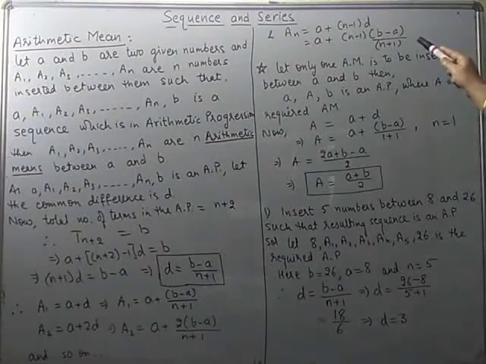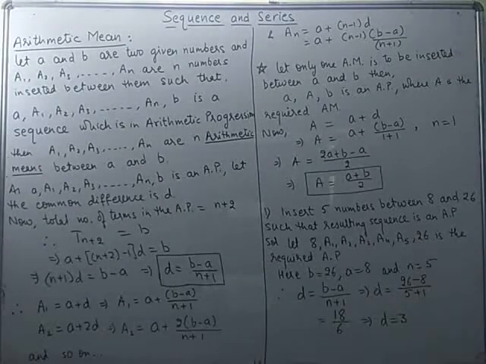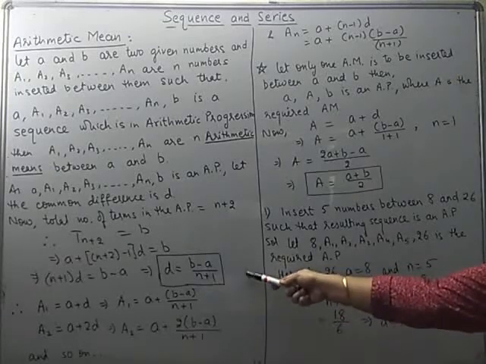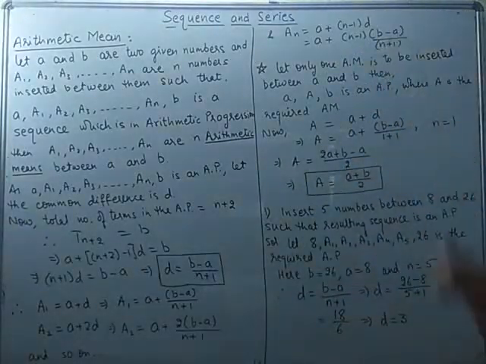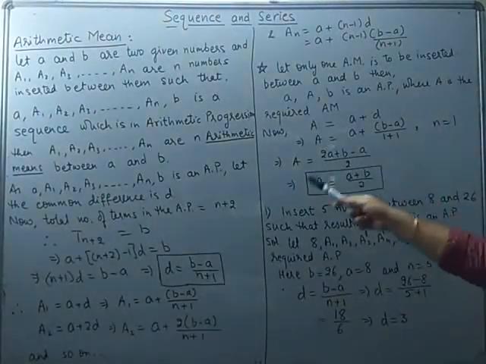So you can put the value of d here and simplify. So this is how, knowing the two terms and how many arithmetic means are inserted between them, the common difference can be evaluated, which can help you in finding all the terms. See, now this is what I explained to you earlier.